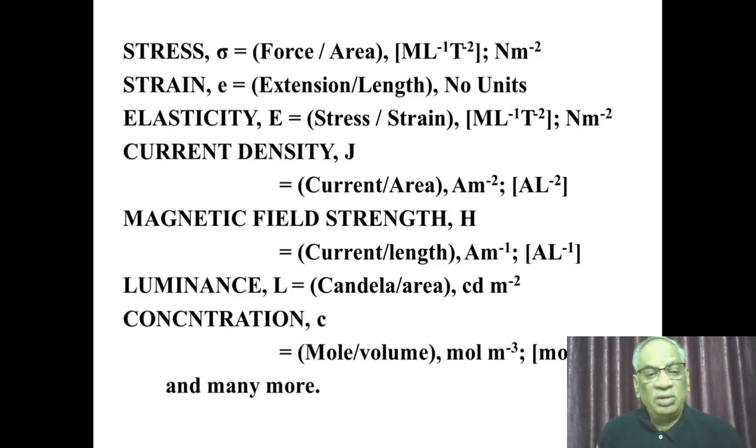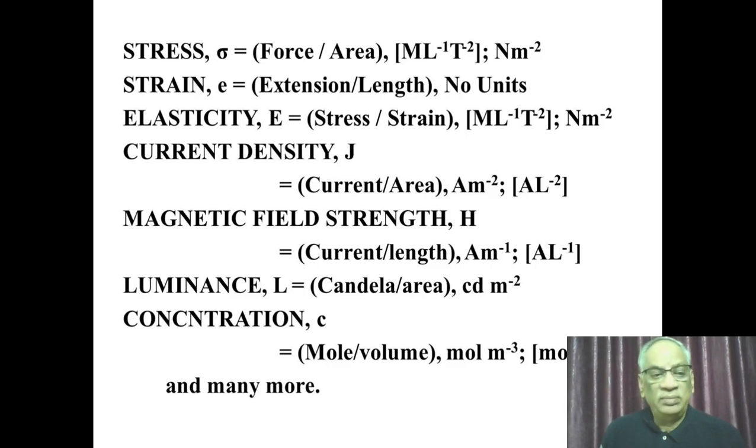When current is passing through a wire, the current passing per unit area, that is current by area, is known as current density J. J is equal to current by area. Its unit is amperes per meter square. So A L to the power minus 2 is the dimension for current density.